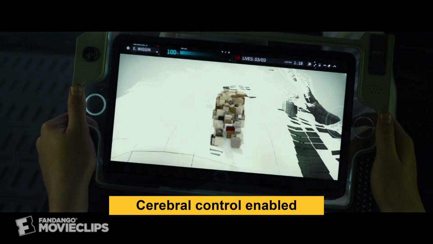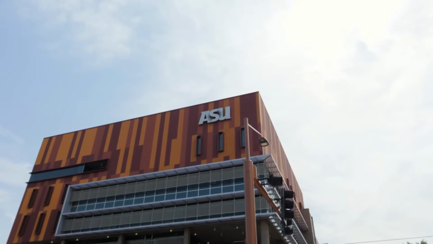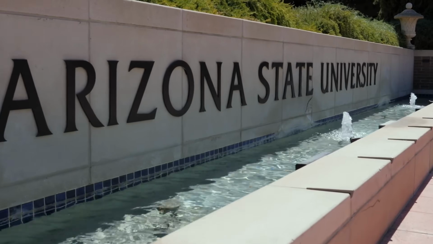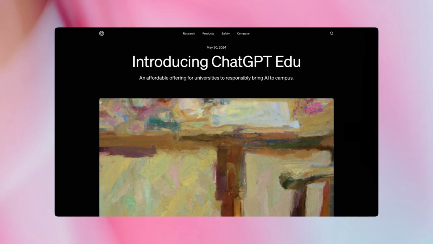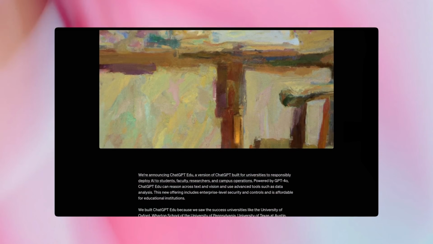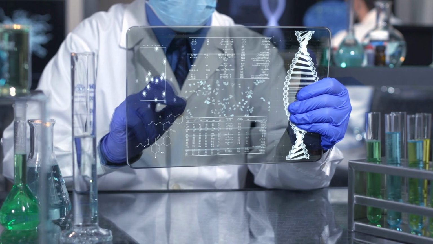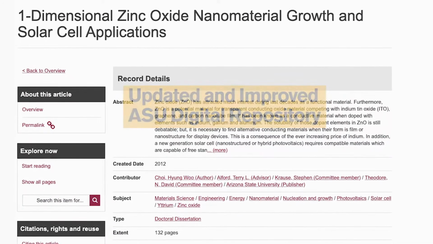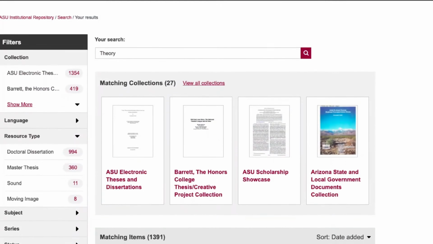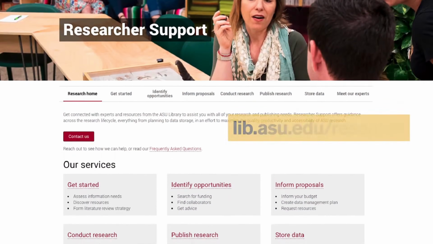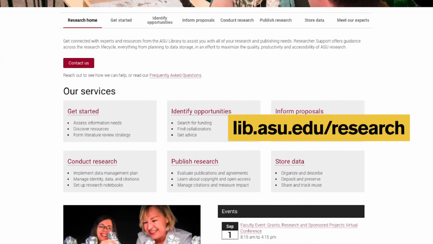Cerebral control enabled. Arizona State University is leading the way in transforming education by accelerating learning and research through tools like ChatGPT EDU and innovative software solutions. With these technologies, we can even accelerate the rate of knowledge production. Imagine compressing what currently takes years to learn, like a full PhD, into months or even weeks. These tools don't just support learners, they amplify the capacity of human educators and researchers.